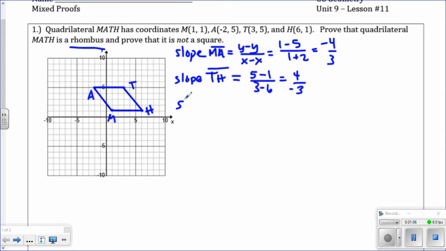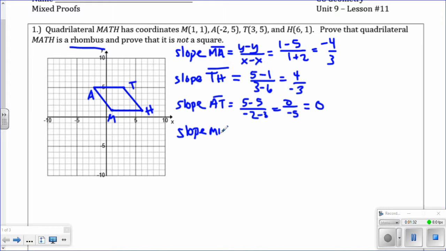Okay, so let's do the other two sides. The slope of AT: 5 minus 5 over negative 2 minus 3, which is 0 divided by negative 5. That's a 0, which makes sense because it's a horizontal line, and when you have a horizontal line, the slope is always 0. And then MH should give us the same slope of 0, so let's just show the work for that one. MH: 1 minus 1 over 1 minus 6, which gives you 0 divided by negative 5, which again reduced down is just 0. So right now we know it's a parallelogram because opposite sides are parallel.